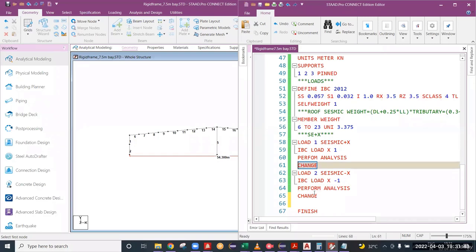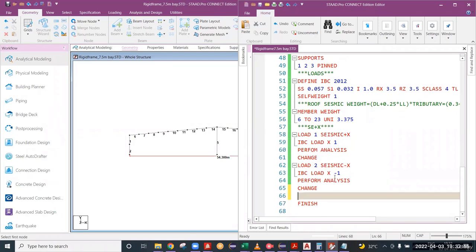So that's why you have to give the change command, because these two are repeated cases and will not occur at a time. They will occur one after another. So it has to perform analysis for one load, and then it has to change so that this portion is complete and it can take the second load. So it performs analysis and completes it here. That's why I'm giving the two commands here: perform analysis and change.